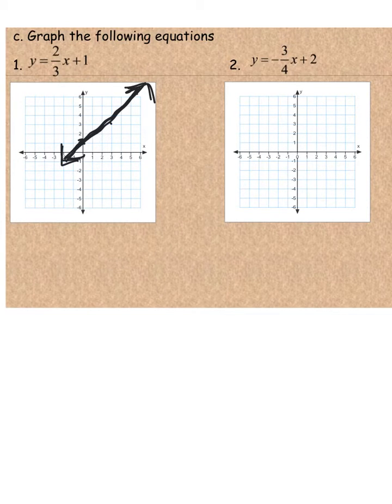In example 2, we'll do the same thing. We'll plot the point (0, 2). 2 is our y-intercept. This time the slope's negative, so we're going to go down 3 units and to the right 4 units. And then we'll connect those 2 points. And you can see that we have a line that is falling. The slope is negative.